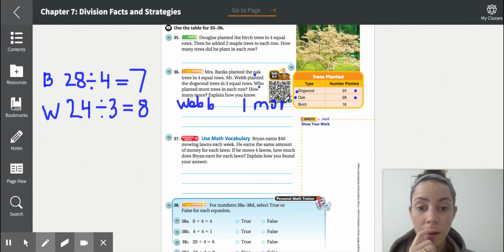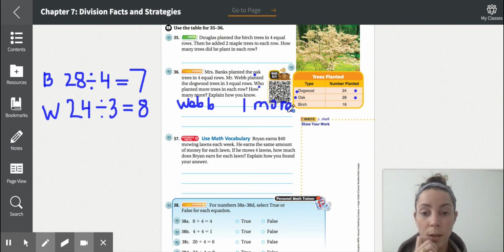All right, now my Windy Cities, let's look at 37. Brian earns $40 mowing lawns each week. He earns the same amount of money for each lawn. If he mows 4 lawns, how much does Brian earn for each lawn? Explain how you found your answer. Okay, so $40 mowing lawns each week, that seems like it's the total.